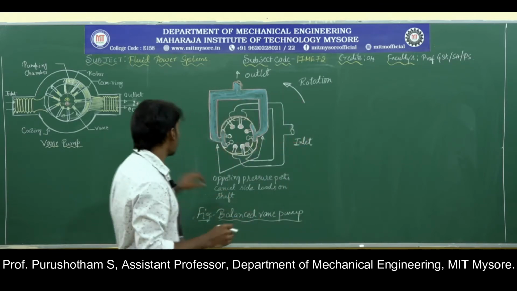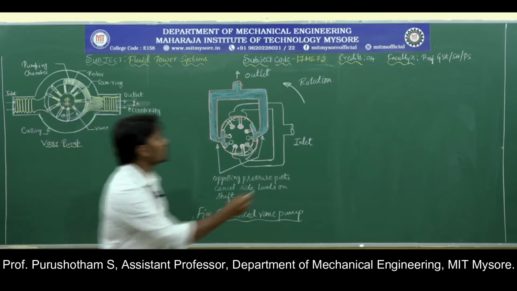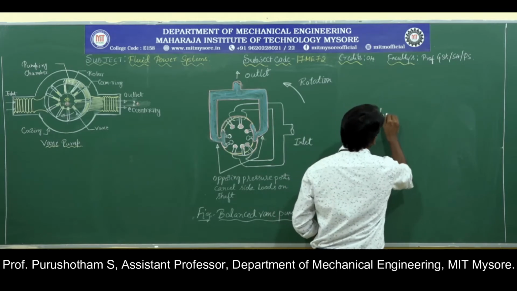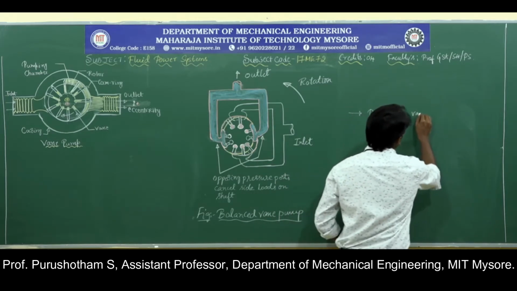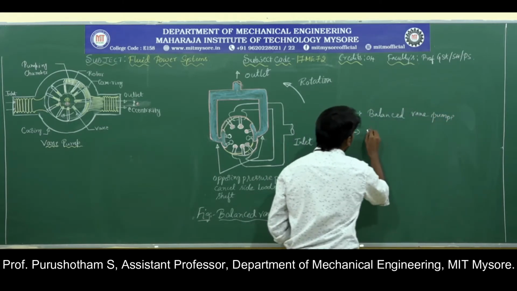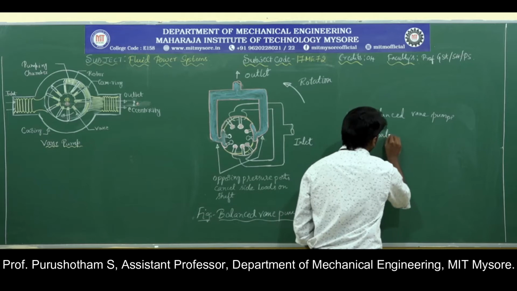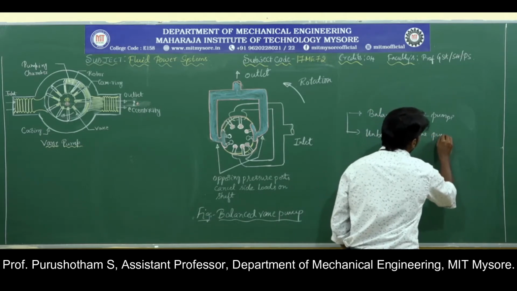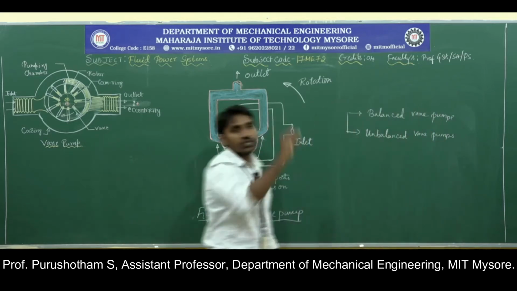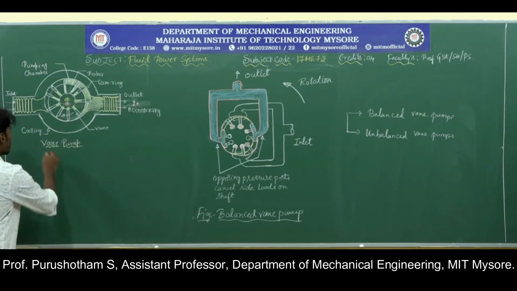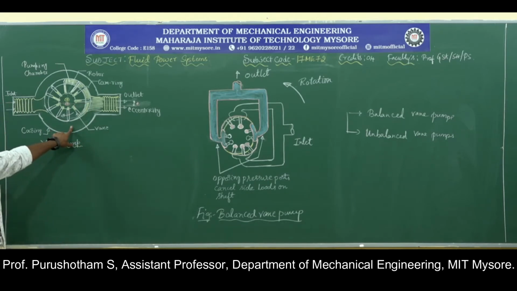Now, in vane pumps we have two types. The first one is balanced vane pumps and the second is unbalanced vane pumps. We are looking at them one by one. This figure represents the schematic representation of a vane pump. This will be the unbalanced type.